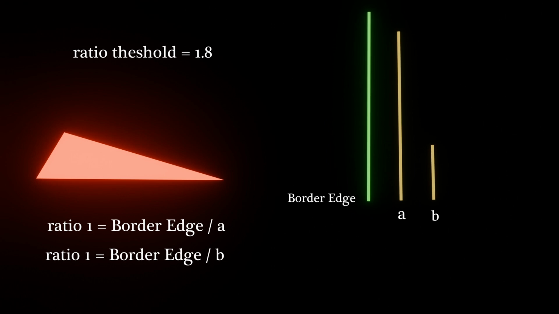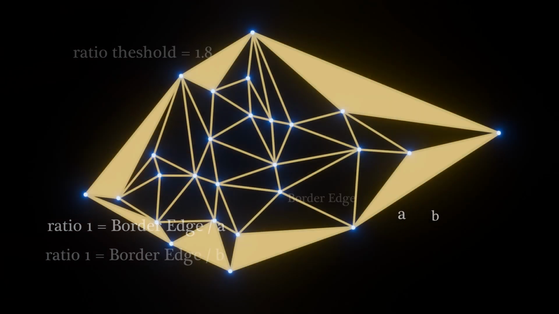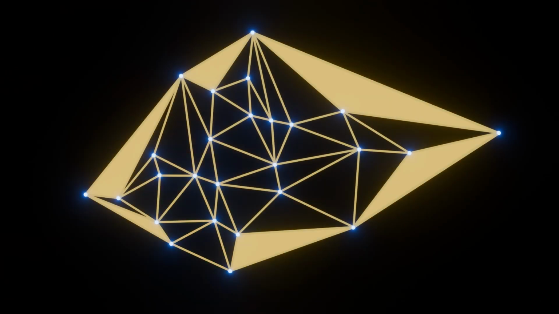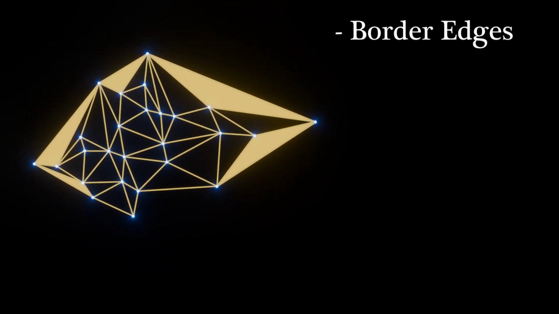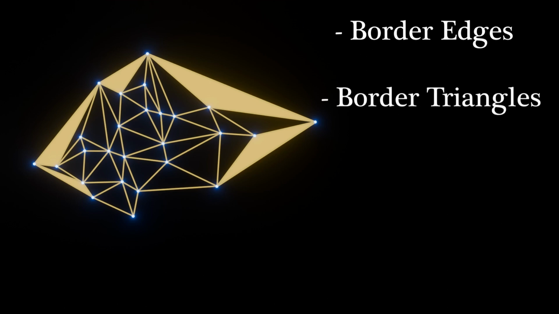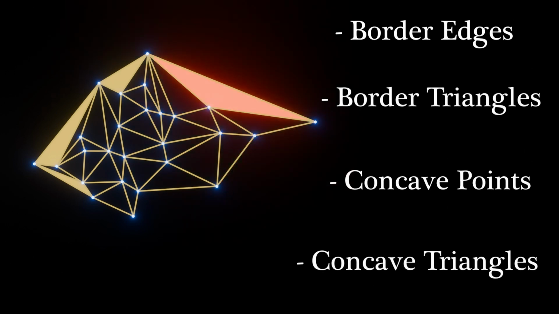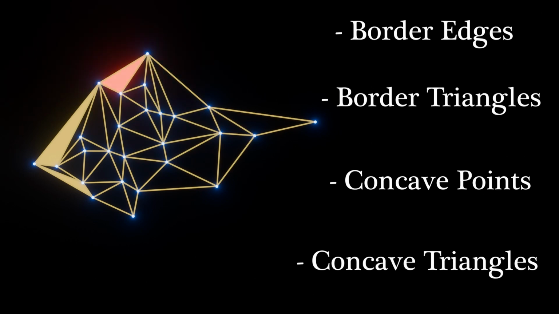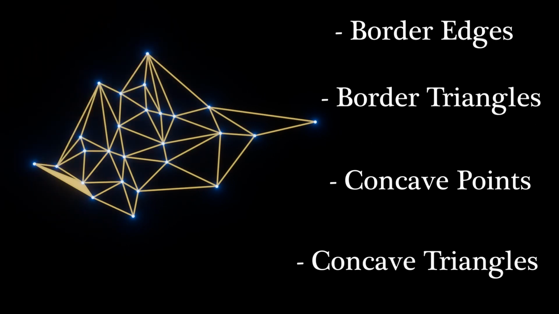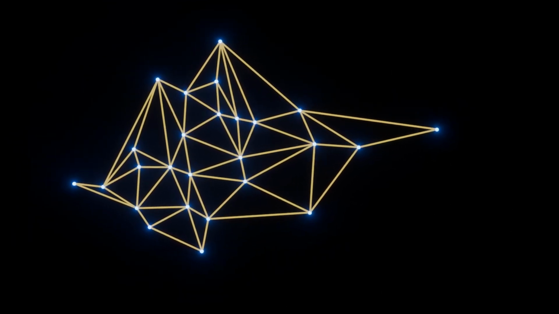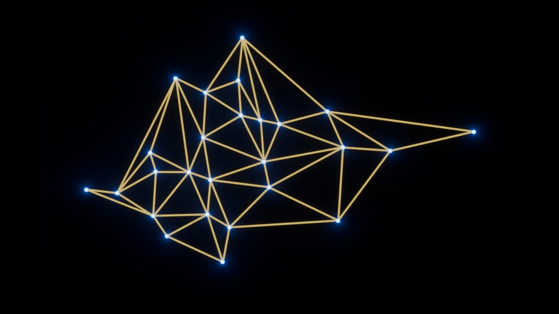But now, once we have removed a triangle, the shape has changed, and we need to recalculate the bordering edges, the border triangles, and the concave points, and then a new set of concave triangles. If you keep repeating this, you will eventually run out of concave points or concave triangles whose edge length ratio exceeds our threshold, at which point you would break from the loop and you would have your concave shape.